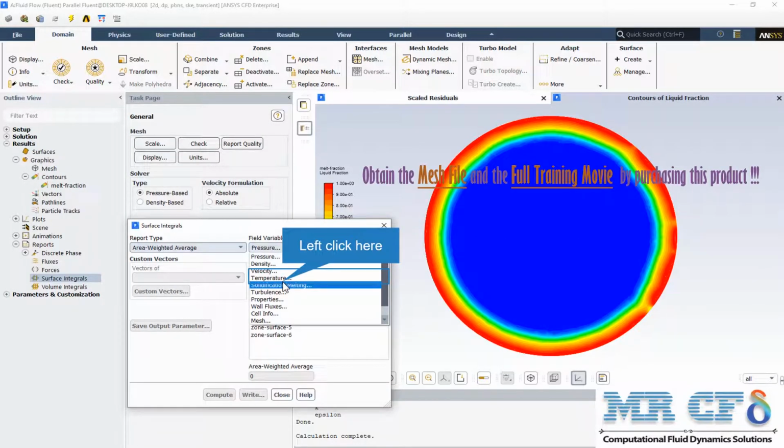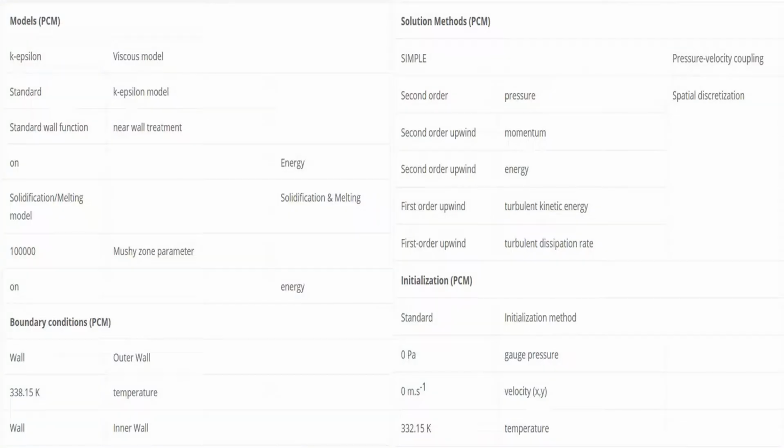And if we want to obtain the exact magnitude of the volume fraction existing in the circular chamber after 600 seconds, you should follow this method: from the surface integral, area weighted average, and the field variable of solidification and melting, also the volume fraction. A summary of the defining steps of the problem and its solution is given in these tables as a review.